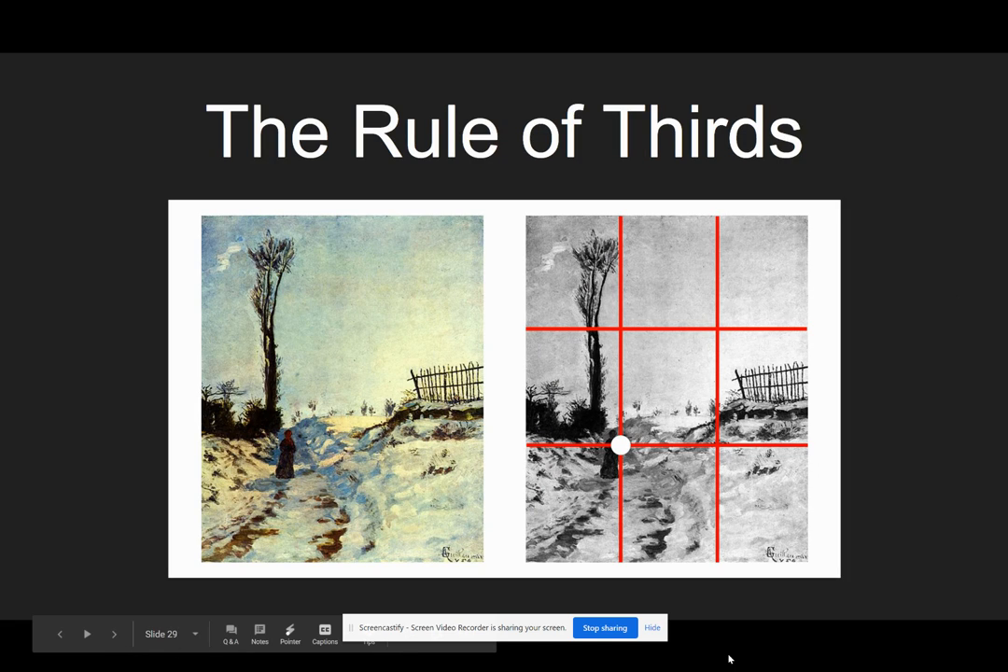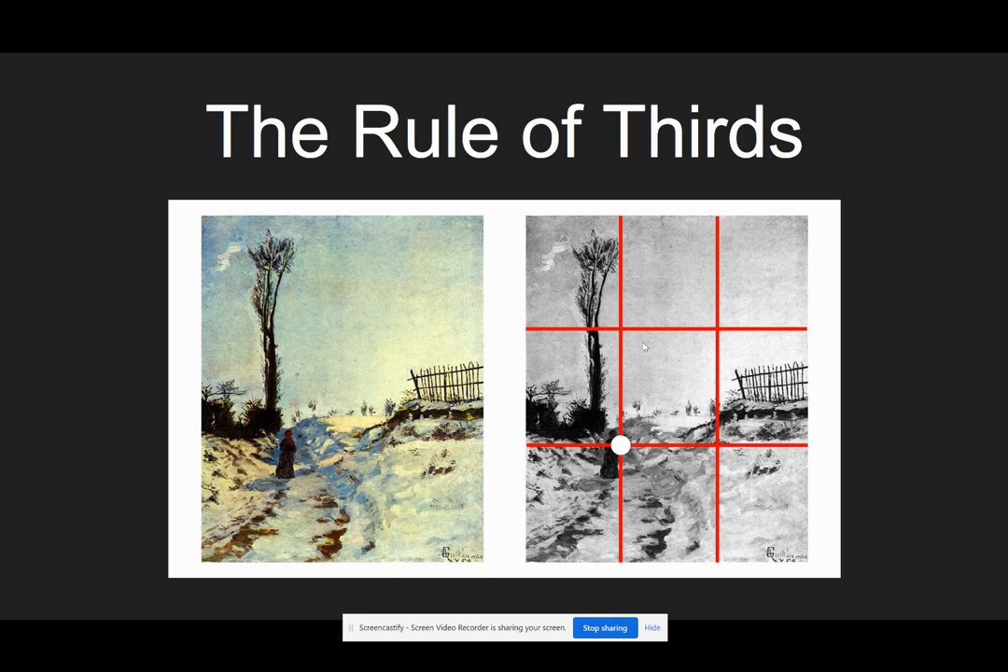The rule of thirds. We've talked a little bit about composition, but the rule of thirds says that if you take a painting or any work of art and you divide it into 3 equal sections vertically and horizontally, your focal points must touch at least 3 of these 4 intersecting points.